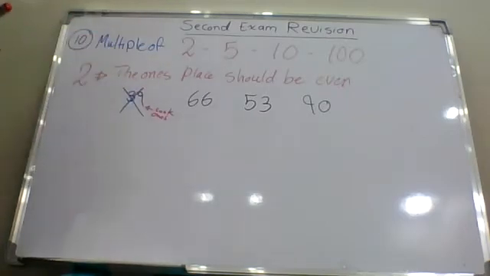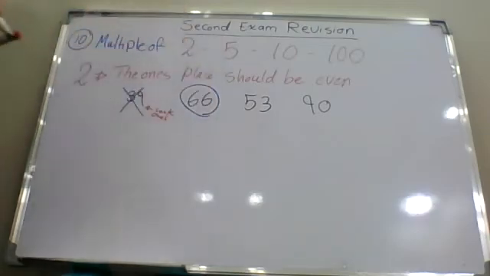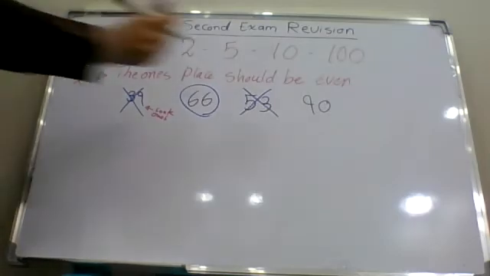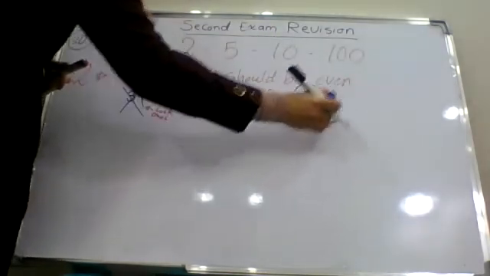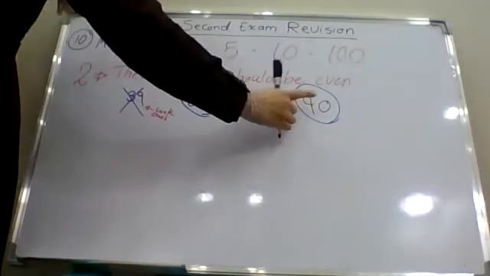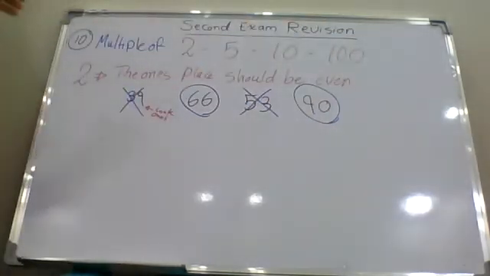Is this an even number? Yes, 6 is even, so this is a multiple of 2. 53, is it a multiple of 2? No, because the ones place is odd, so this is not a multiple of 2. How about 90? Yes, 0 is even, so this is a multiple of 2. The same number could be a multiple of 2, 5, 10, and 100. A number could be a multiple of many numbers.